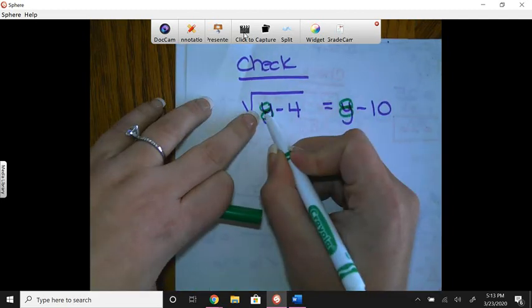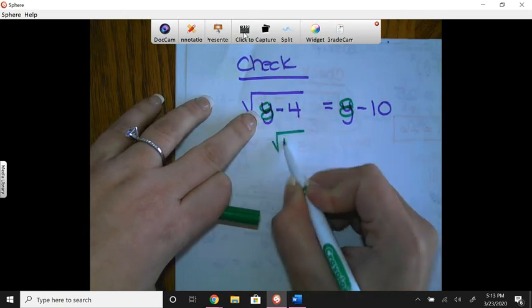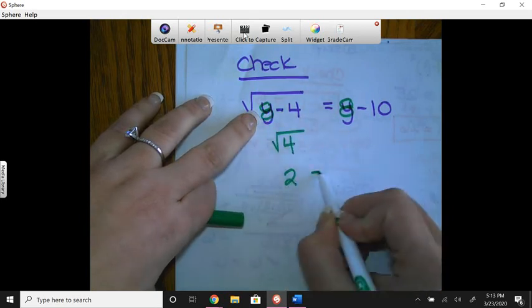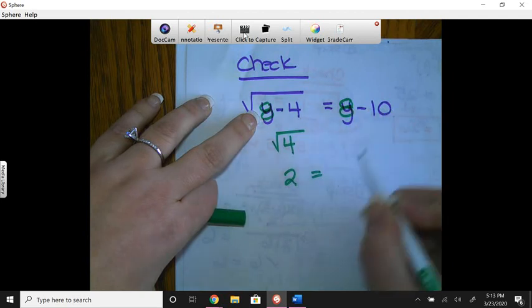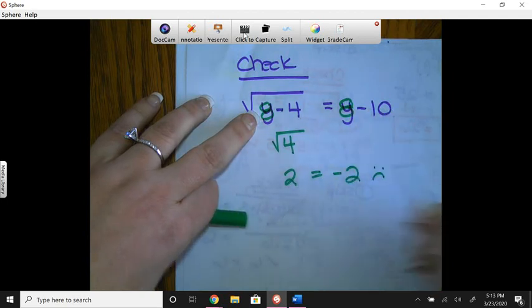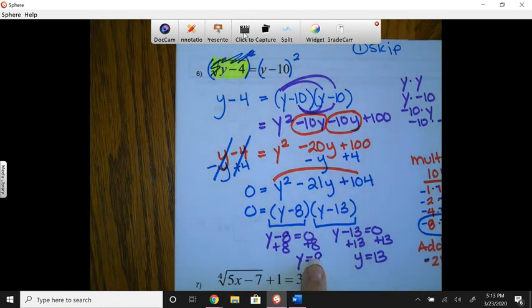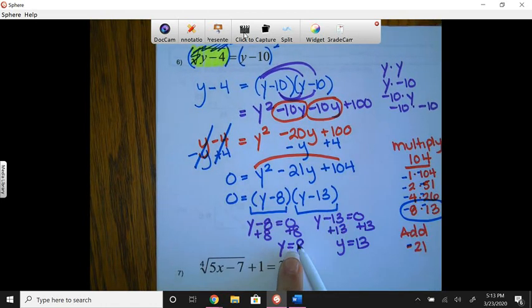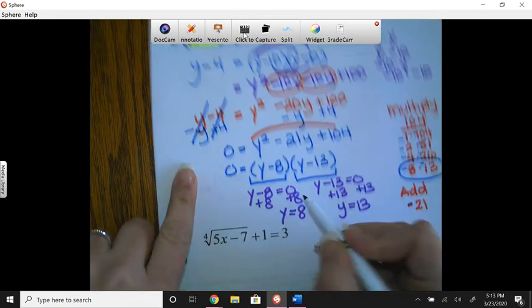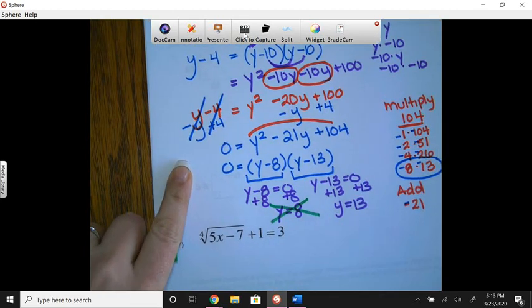And we would have 8 minus 4 is 4. The square root of 4 is 2. And then 8 minus 10 is negative 2. So again, that means either we messed up and this is not right, and then if we check over our work and we feel good about this and it's not working, we know this is extraneous. So we're going to cross it out.